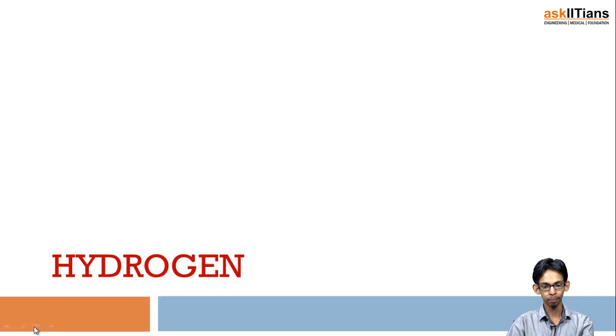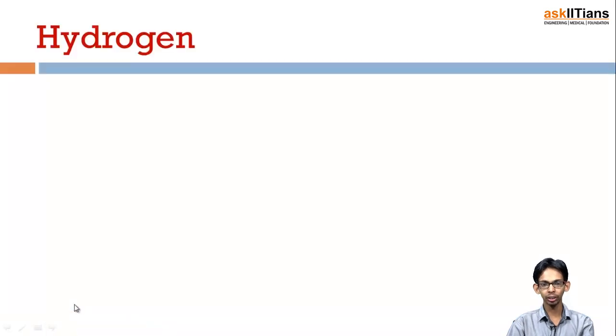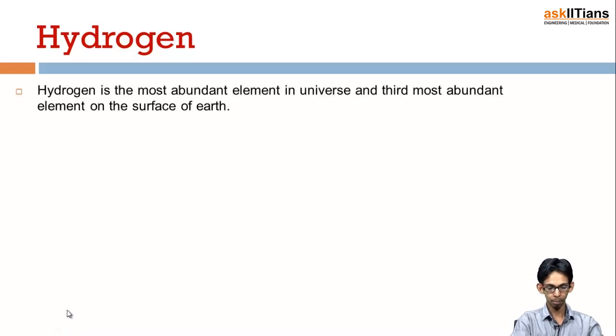Hydrogen. Let's start the discussion about hydrogen. As we are very well aware, hydrogen is the first member of our periodic table, and it is the simplest element present on earth. Apart from this, hydrogen is the most abundant element in the universe and the third most abundant element on the earth's surface. That means it is the element present in the largest amount in the universe, and on earth's surface it is the third largest element.